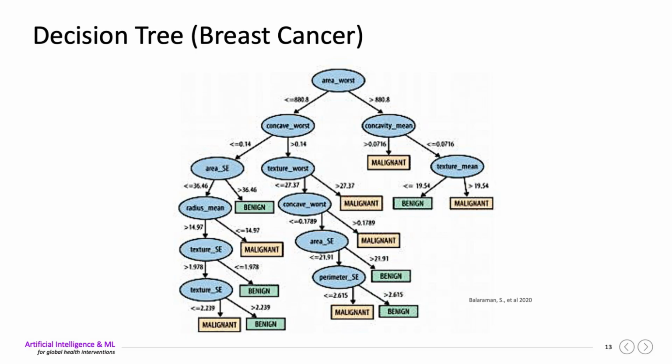This kind of model is powerful because its logic is transparent. Clinicians can follow the path of splits to understand why a classification was made, which is particularly valuable in public health settings where interpretability and trust are as important as accuracy. Decision trees are intuitive and interpretable, but prone to overfitting.